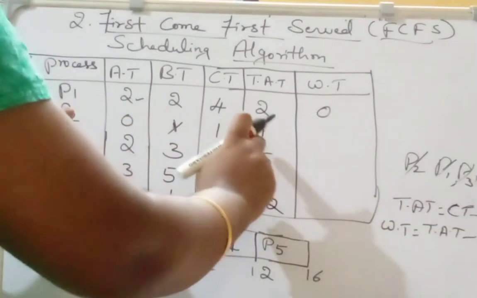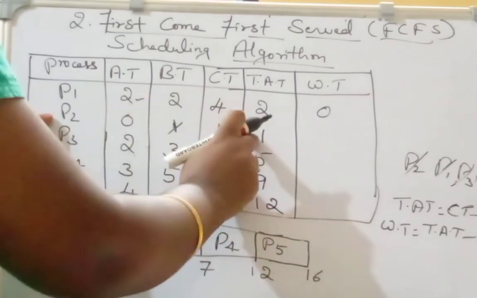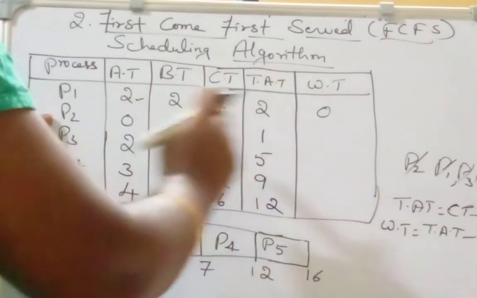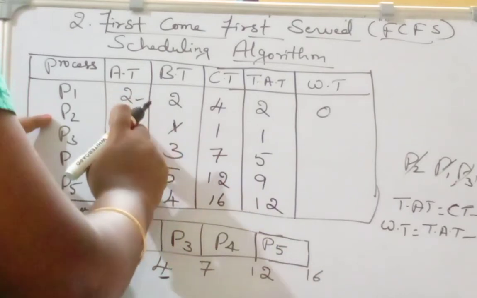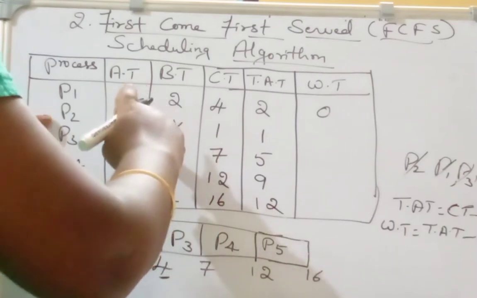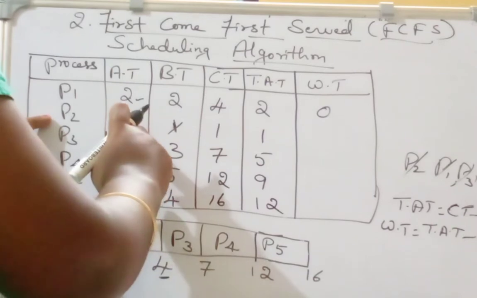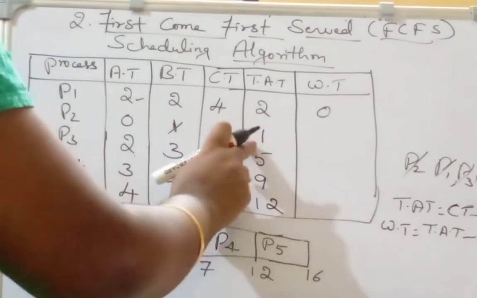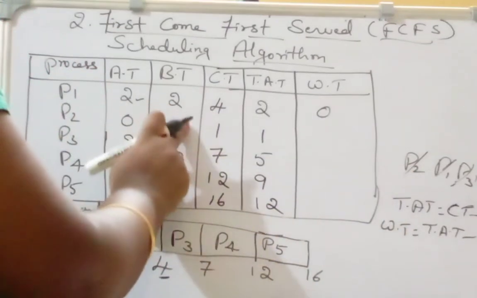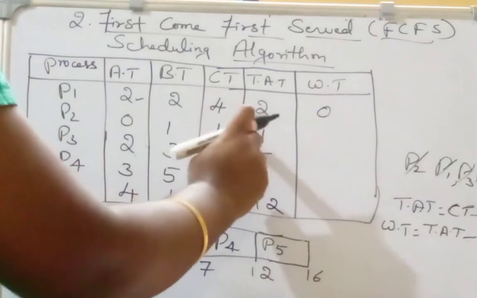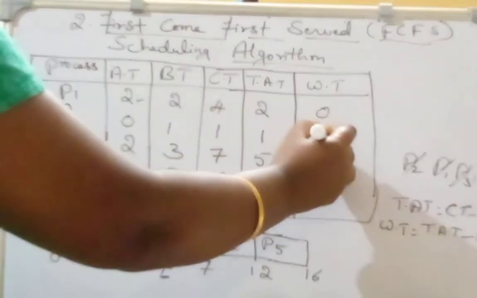Then what is the turnaround time for P2? 1 minus its arrival time 0, so 1 minus 0 is 1. Now what is the waiting time for the process P2? That is turnaround time minus the burst time. Its burst time is 1, so 1 minus 1, it is 0.